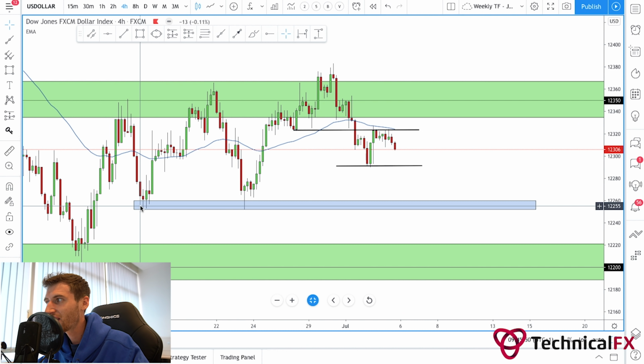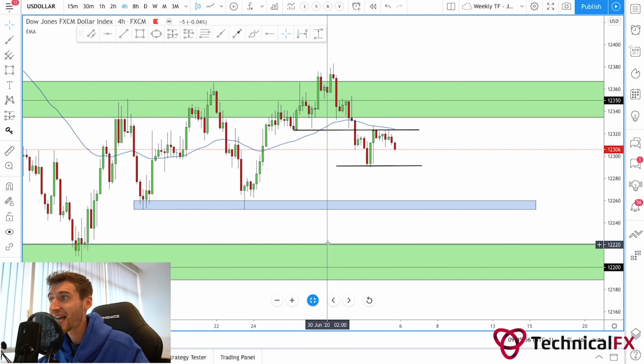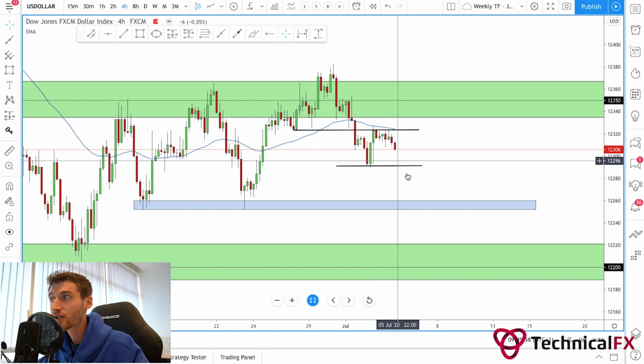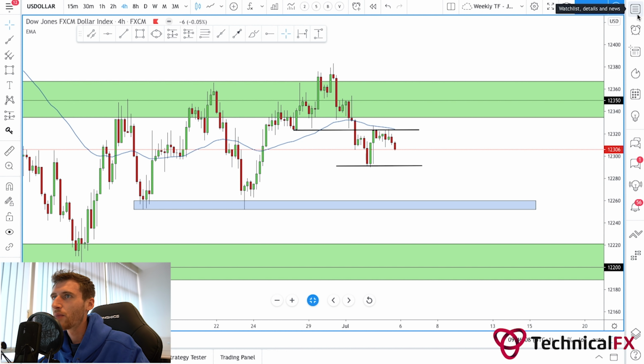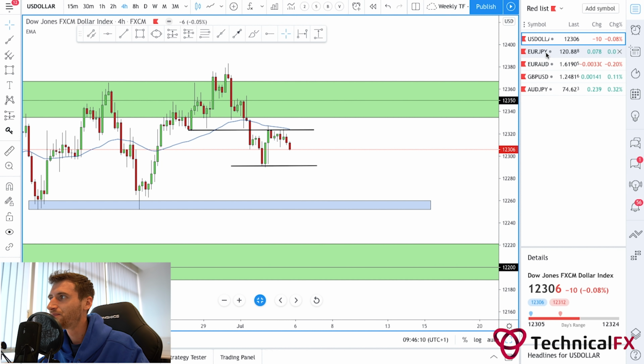We know we've got this key region here of 12250, 12260. So I'm now going into next week looking for this low here to be broken to show us the continuation to the downside. Downside movement shows us US dollar weakness. Upside movement shows us US dollar strength. So that's really what I'm looking at as we go into the next week with the US dollar index.